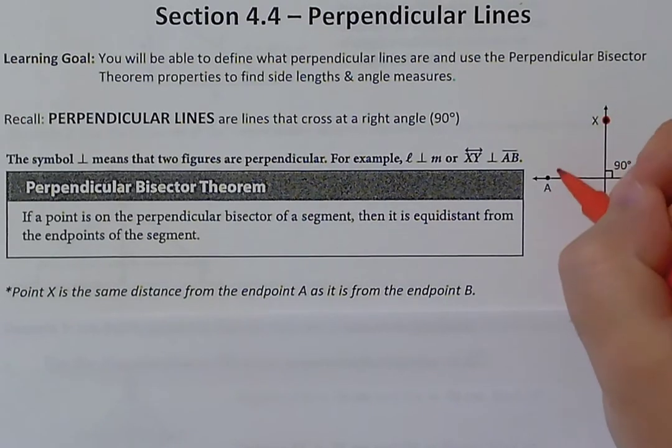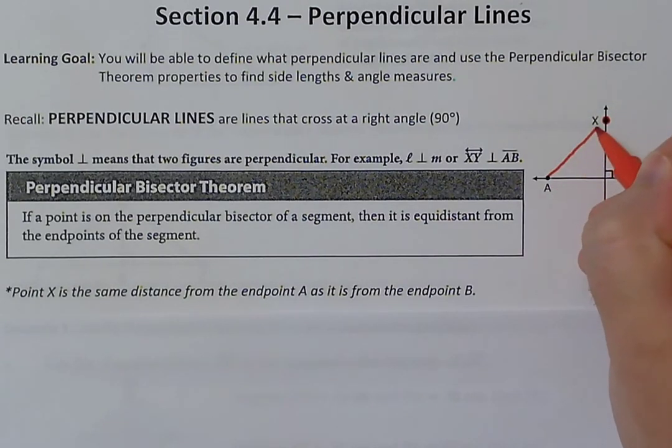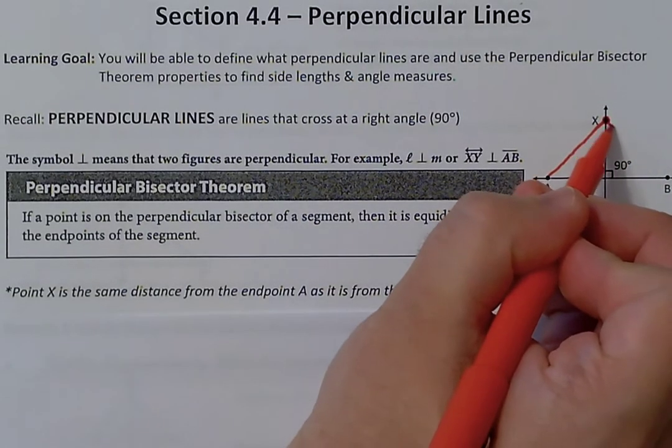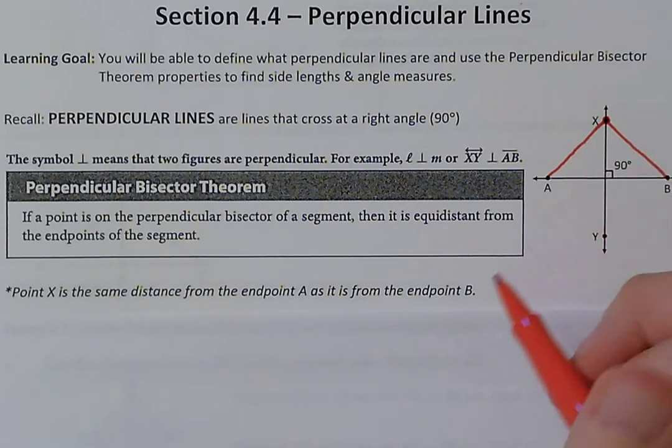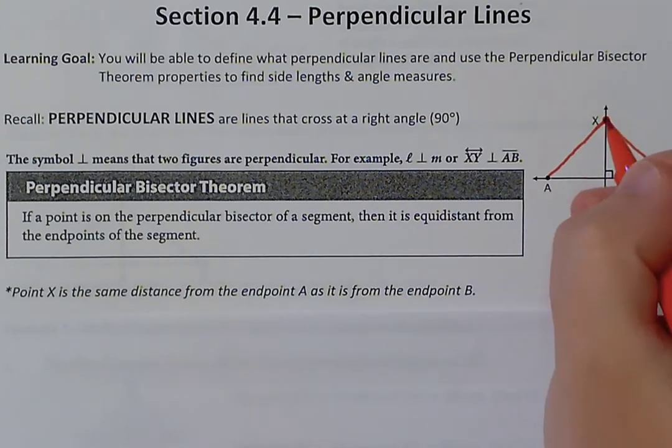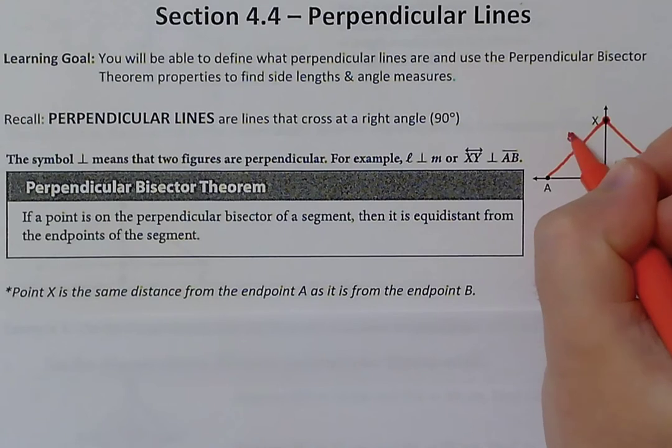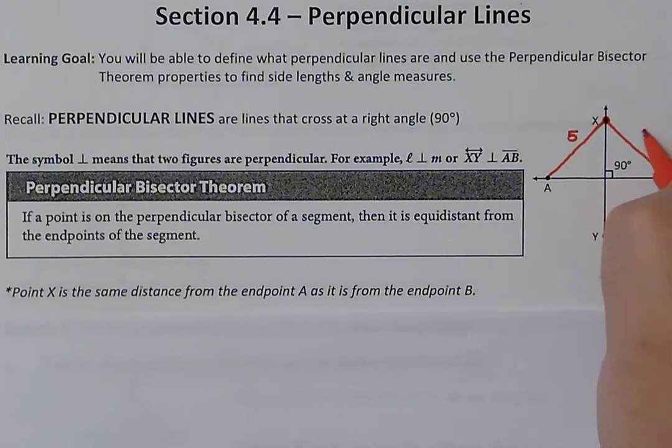Meaning, and these might not be perfectly straight, but you'll get the idea, if I were to go through and draw two lines from A to X and then B to X, the measure of these two lines would be the same. So what that states is that if I know that these are perpendicular, if I know that this is 5, that means I know this is also 5.